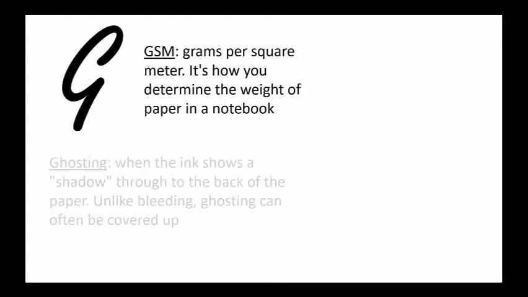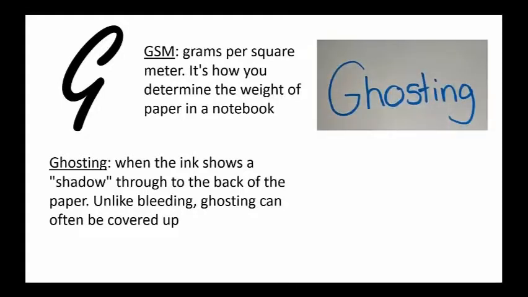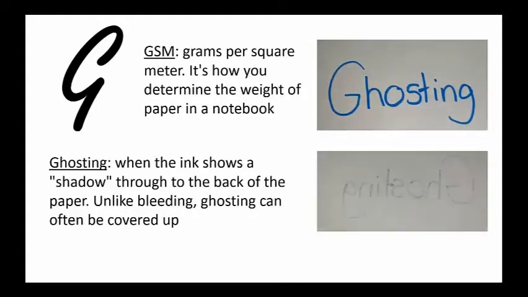The next term we have is ghosting. Ghosting is when the ink shows a shadow through the back of the paper. So unlike bleeding, you can often cover up ghosting. Here's another example. Here's the front, and here's the back. As you can see, it's certainly not as clear, and you could probably color over that or write over it and would not be able to read the word.